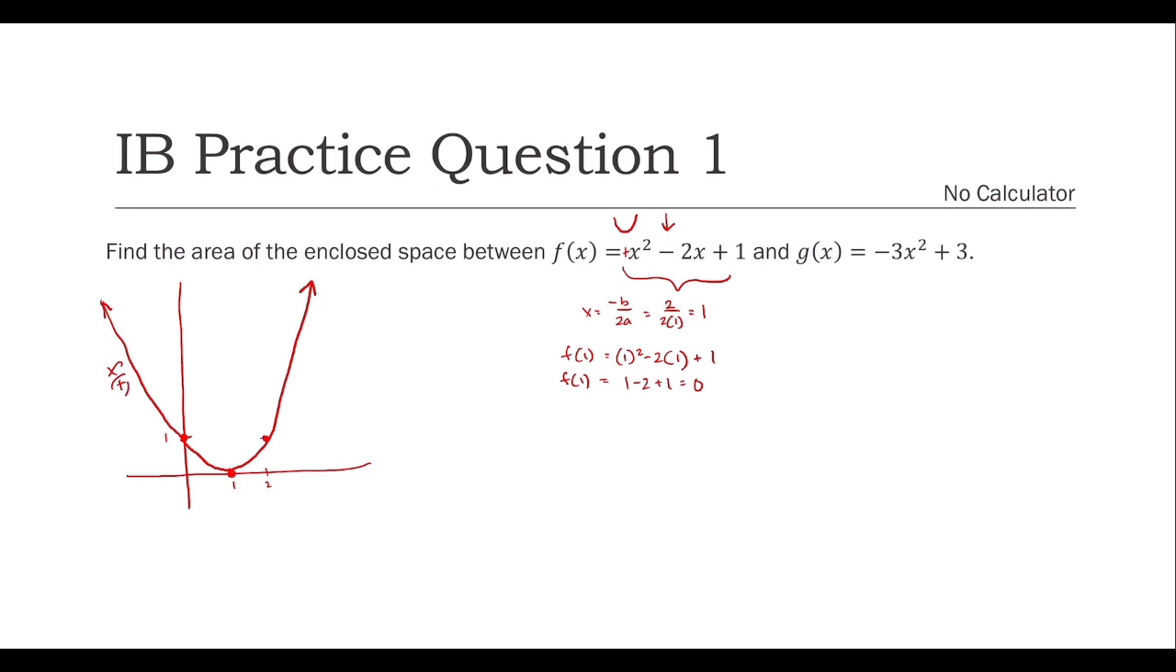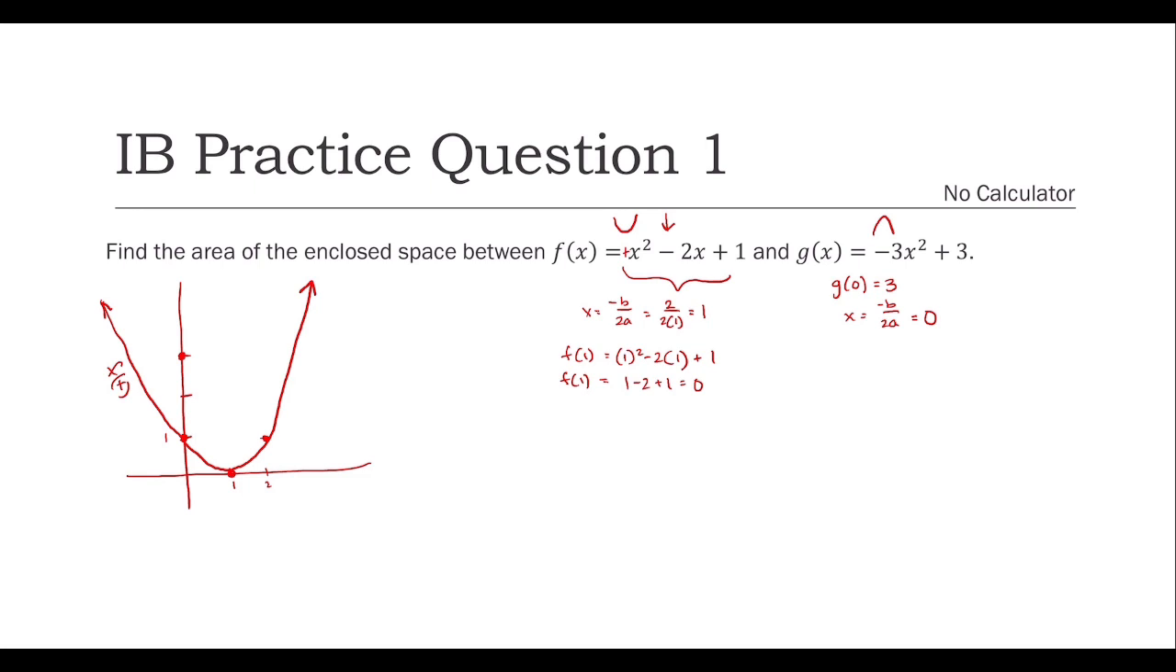And we'll label it. Then for g of x, it equals negative 3x squared plus 3. So if we plug in 0, our g of 0 equals 3. It's negative, so it's going to be concave down. We'll have a maximum. And to find our line of symmetry, we'll use our x equals negative b over 2a. B is 0 because there's no x value, so our line of symmetry is when x is 0.